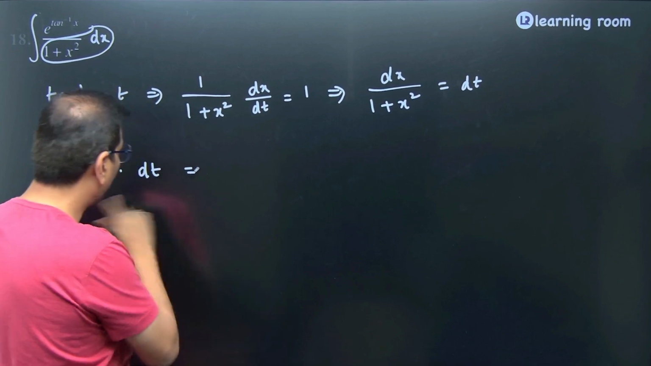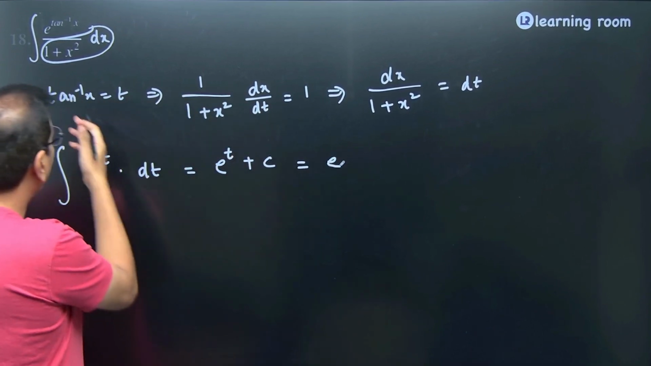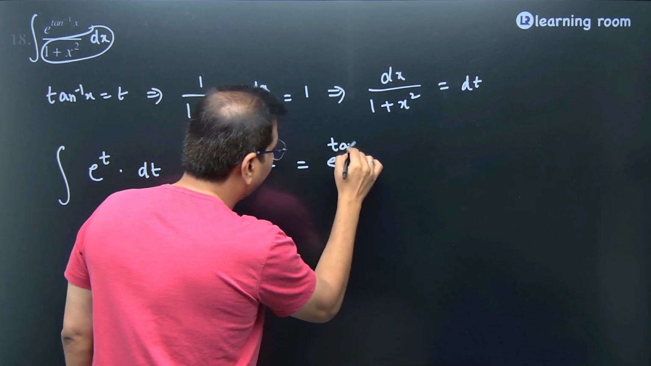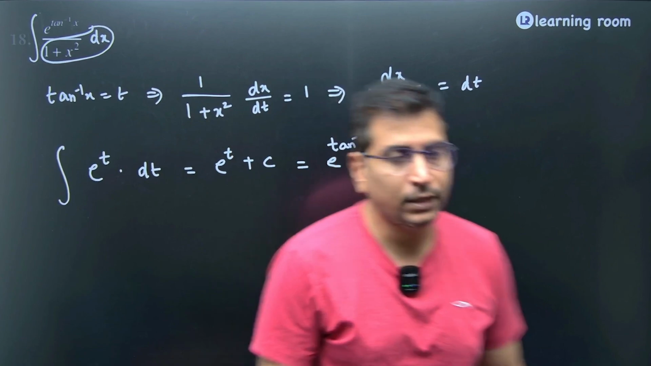What is the integral of e power t? It is e power t itself plus c. So what is the value of t? It is tan inverse x. So e power tan inverse x plus c will be the final answer.